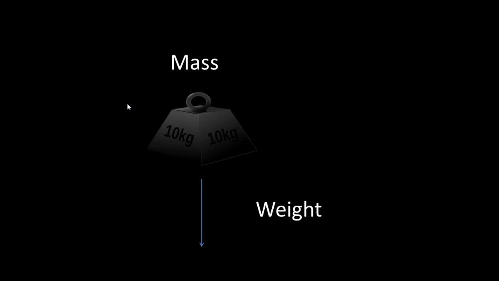Weight is the force that acts between the mass and the Earth, and it acts in a particular direction. It acts vertically down towards the centre of the Earth, so that quantity has a certain size, what we call a magnitude, in newtons because it's a force, but it also has a direction. That makes this quantity weight what we call a vector quantity. It not only has size, but it also has a direction associated with it.